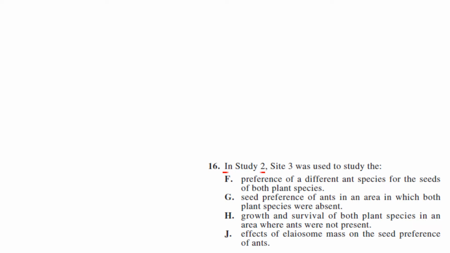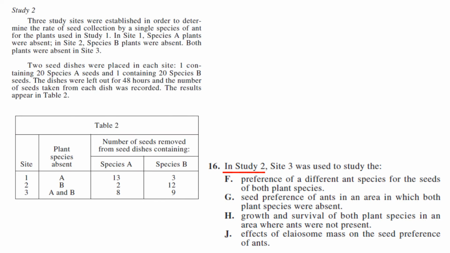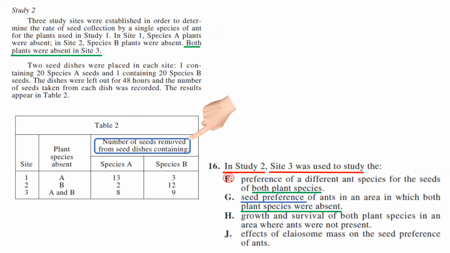Number 16, in study 2, how was site 3 used? Well, let's look at the answers. It says preference of different ant species for both plant species, but it tells us in the reading both plants were absent in site 3, so that one can't be correct. In choice G, we see plant species were absent, which is true, and then we have seed preference. When we look at the table, we see they are also looking at seed preference, so our answer is G.